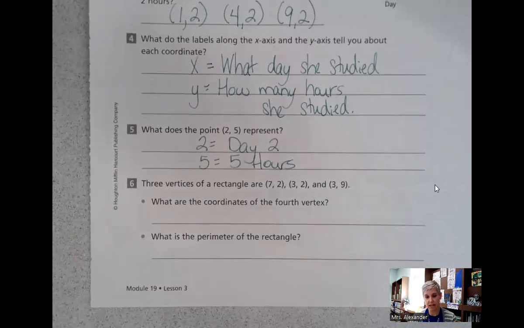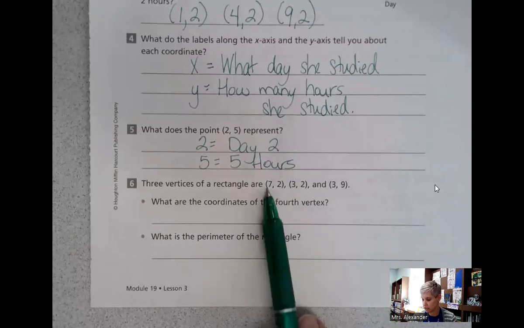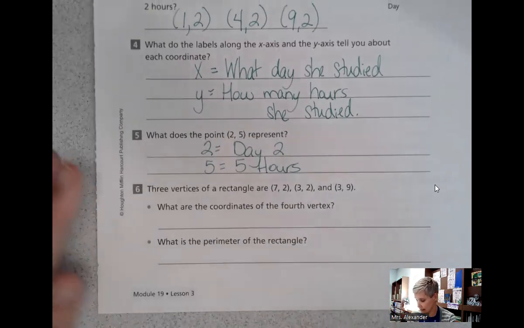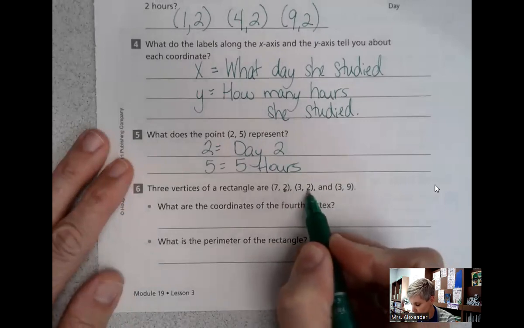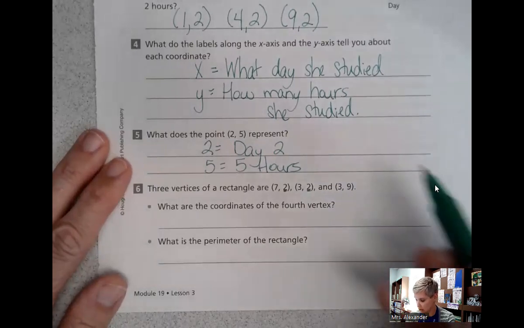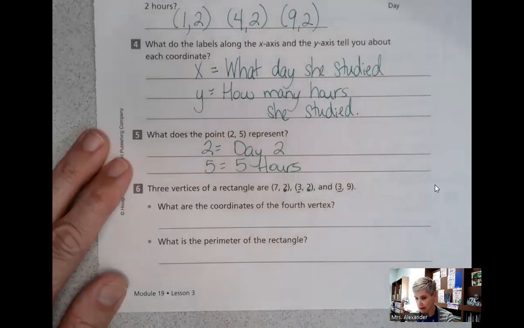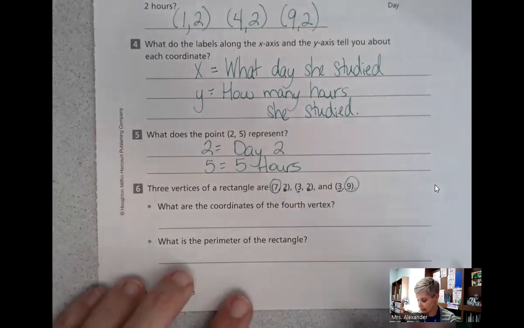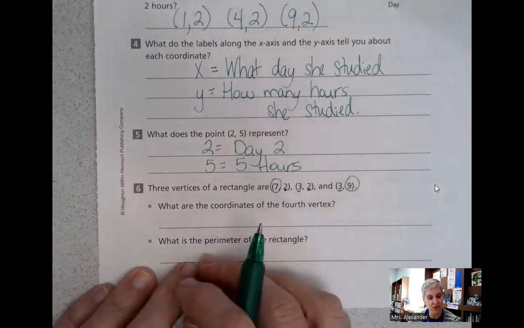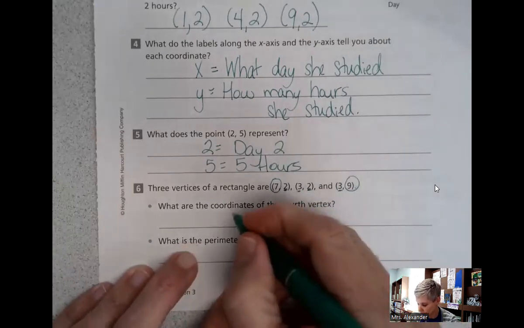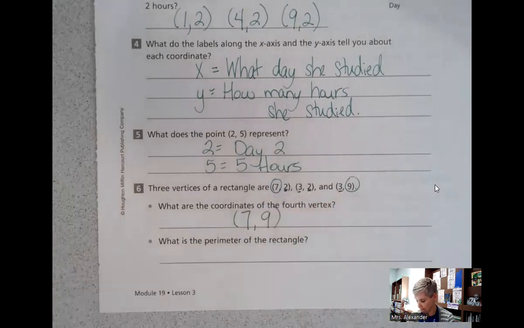3 vertices of a rectangle are 7, 2, 3, 2, 3, 9. What are the coordinates of the 4th vertex? So we did this in class together. We compared. Here we have both of the y values of 2. Here we have the x. We have the 3s representing the x. What do we have left for that 4th vertex? Look at what place those numbers are left at. Those values would be 7, 9.